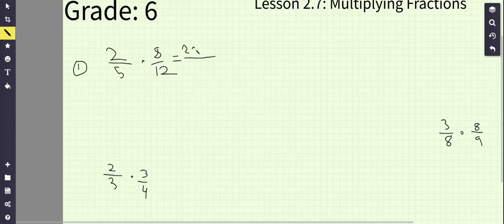So just multiply 2 times 8. The dot means times. In fifth grade, you won't use the x anymore. You just probably use a dot to multiply. So the dot means to multiply the numbers. So we'll multiply these, and our result is 16 out of 60.